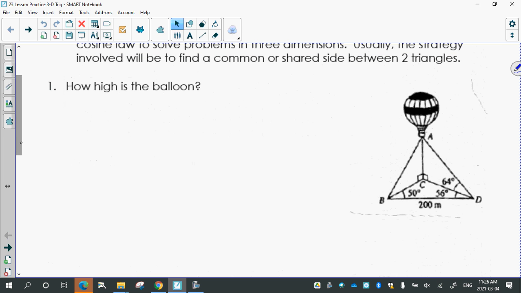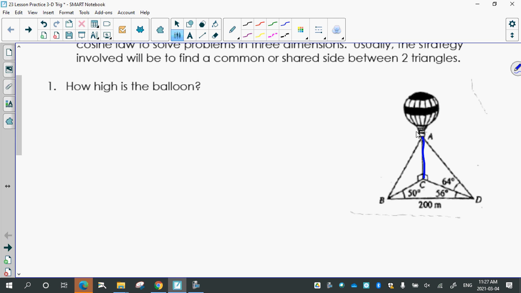Okay, so how high is the balloon? In the end, they're asking us, if you can see this picture, for this side that I just drew in blue. Do you agree? In the end, that's what we want to find. You have to imagine there's a triangle on the floor that I'm standing in. Triangle BCD is on the floor, and I'm the balloon string and there's a balloon above my head. We want to know how tall I am.